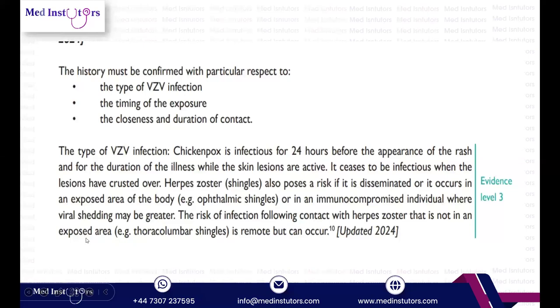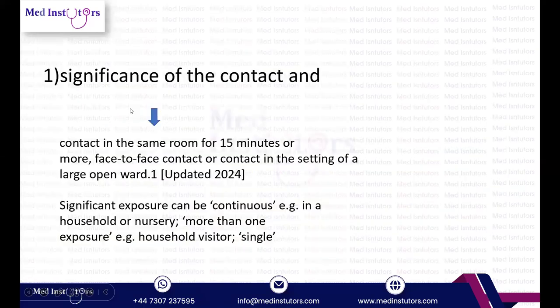So in history, these three questions are important. Number second is the significance of the contact, the duration of the contact. So what is a significant contact? Is it a contact in the same room for 15 minutes or more, a direct face-to-face contact, or a contact in the setting of a large open ward? Okay. And the significant exposure can be continuous, it can be multiple, it can even be a single exposure, right? But the duration also matters. So if we see it practically, any kind of exposure could lead to contracting this virus.